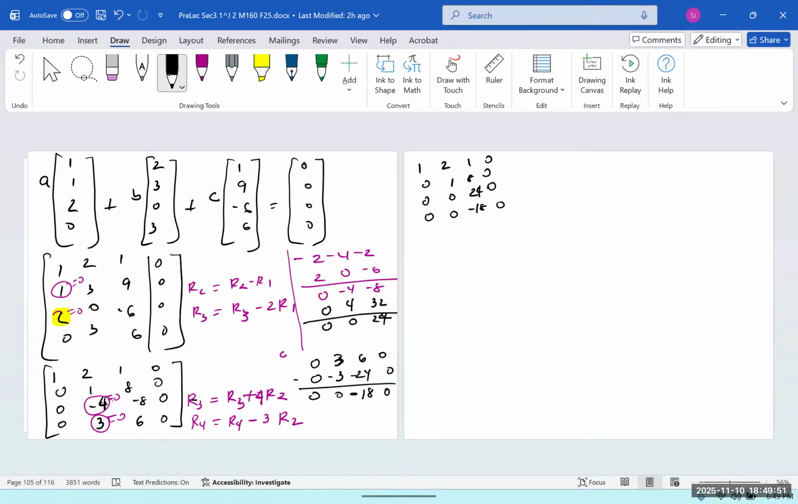We can get rid of this one. We can make this 0 if you combine with that. So we can make the entire fourth column 0. And then we can divide this by 24. So we get 1, 2, 1, 0, 0, 1, 8, 0, 0, 0, 1, 0, 0, 0, 0, 0.